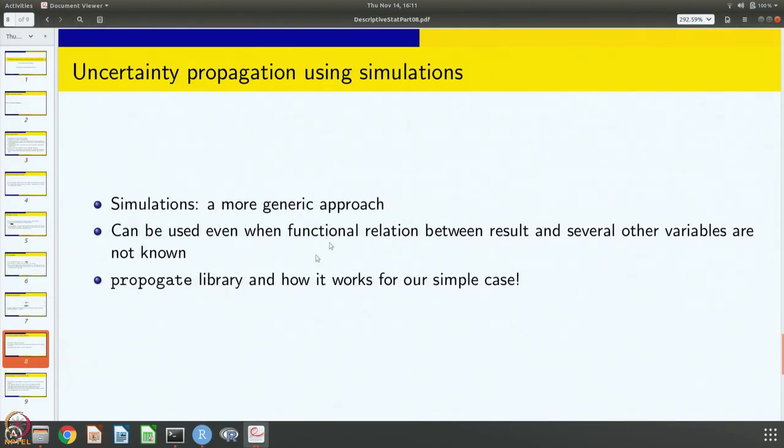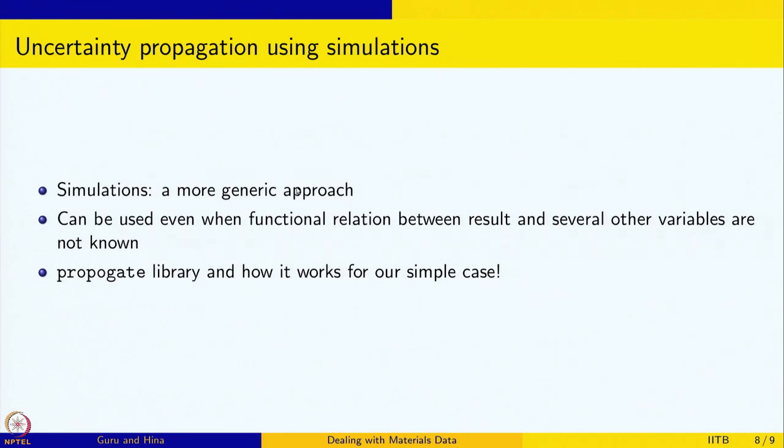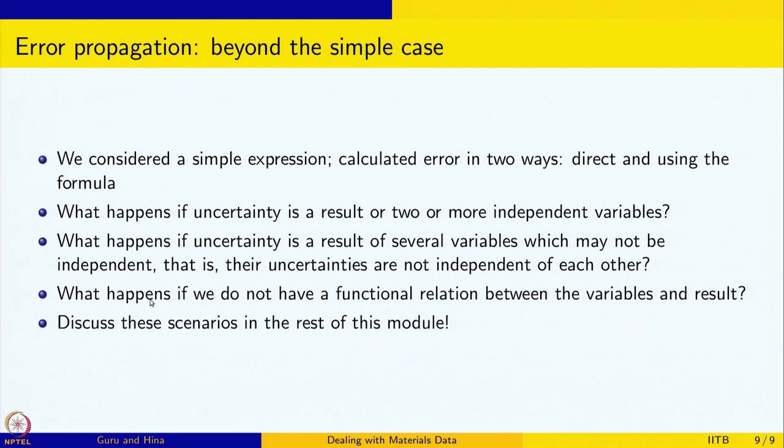So let us go back. So simulation is a more generic approach, and the propagate library allows us to do that. Now beyond this simple case, we looked at a very, very simple case, right? So there is just an expression that connects delta to sigma, and you can calculate error directly or using the formula which is based on the partial derivative, or you can even do some simple generation of data using a Monte Carlo simulation, then you can find out how the error propagates.